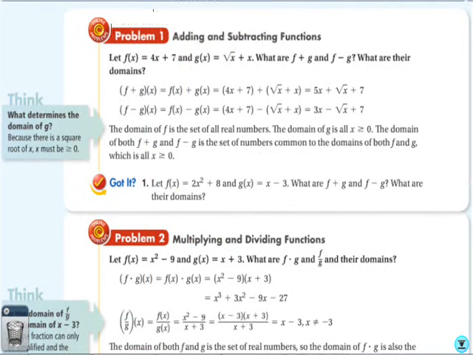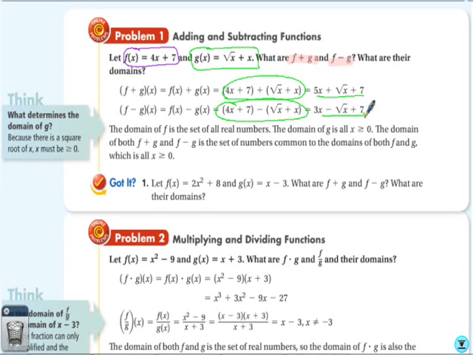So if we wanted to look at adding and subtracting functions, we have f of x right here is 4x plus 7, and g of x right here is the square root of x plus x. If the question were to ask you, what is f plus g and f minus g, and what are their domains, all we have to do is take the two functions right here, add them, and we get this. Then we subtract them, and that's it.